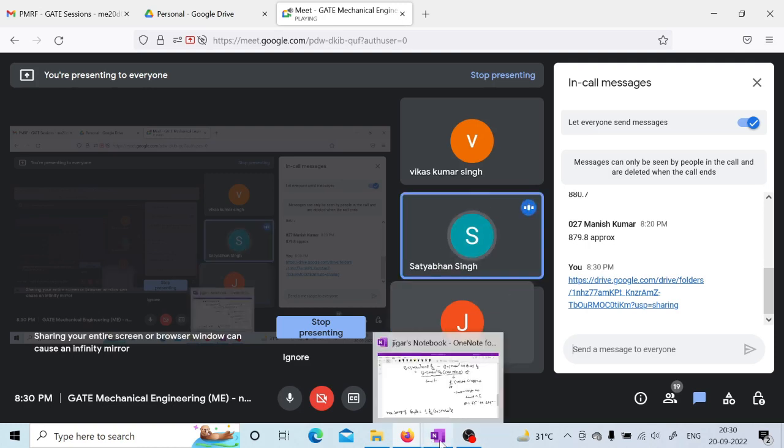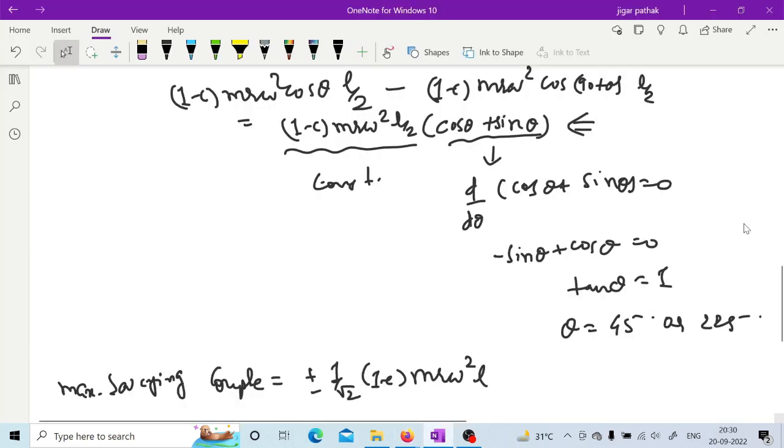Sir, in that equation it was sin theta plus cos theta. Yes. Then theta equal to 180 degree, then it will be root 2 into (1 minus c). Sorry, instead of 2, sir. Hello, sir, instead of 1 by root 2, will it be root 2 or the same? If you put theta equal to 45 here, then it will be 1 by root 2 (1 minus c) m r omega square, right, into L.